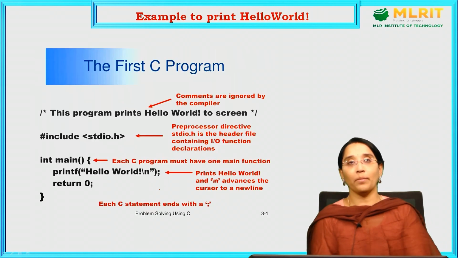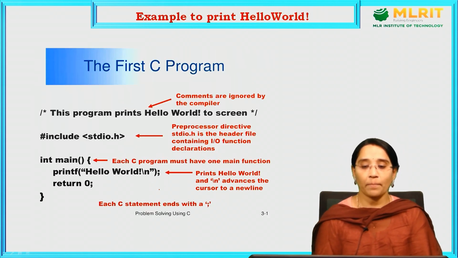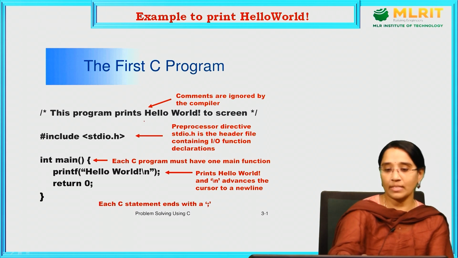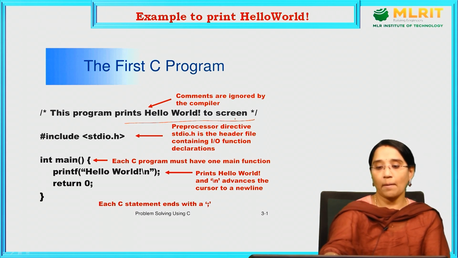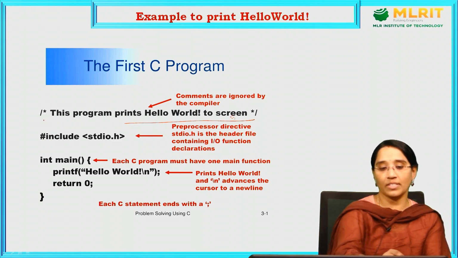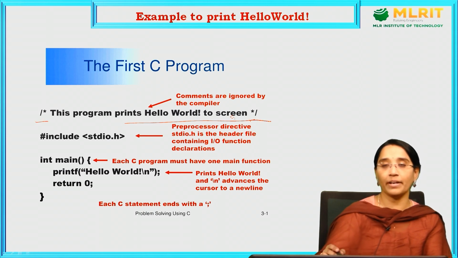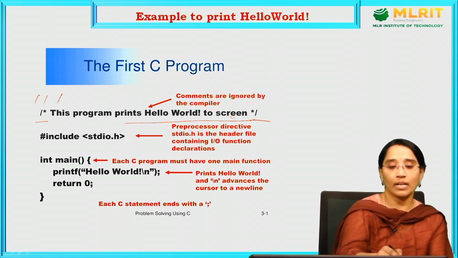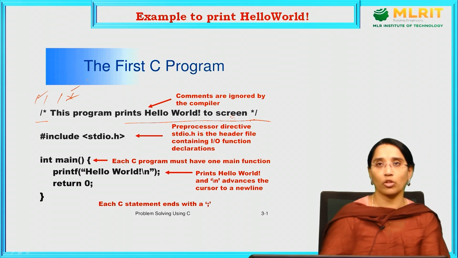This is the sample program, the first C program to print hello world. This program prints hello world to the screen. So this comes under the documentation section. In the documentation section, comments are written with double slash or slash with asterisk. These 2 are the comment lines.